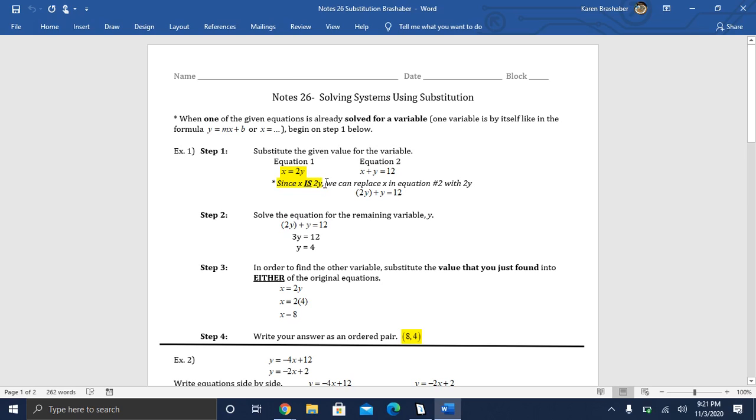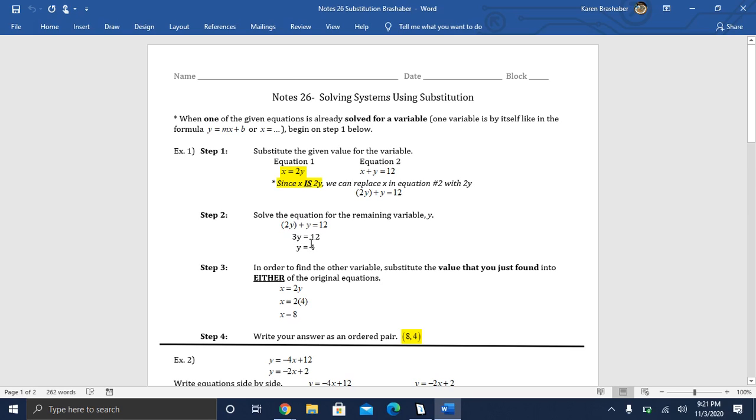So I can take that expression, 2y, and replace the x with it in my equation x plus y equals 12. Now I've got my equation to where I have just one variable. So then I could solve: 2y plus 1y makes 3y. I could divide both sides by 3 and get y equals 4.